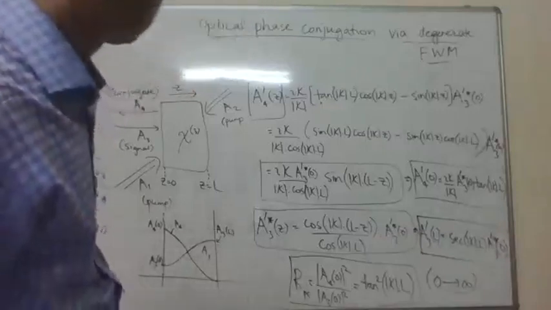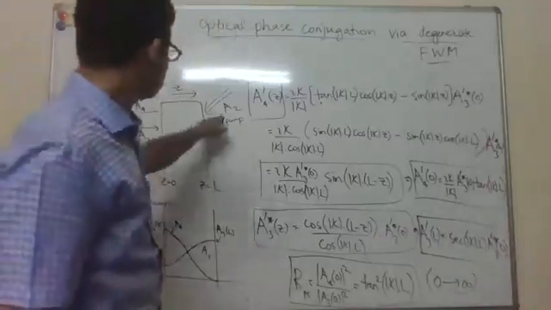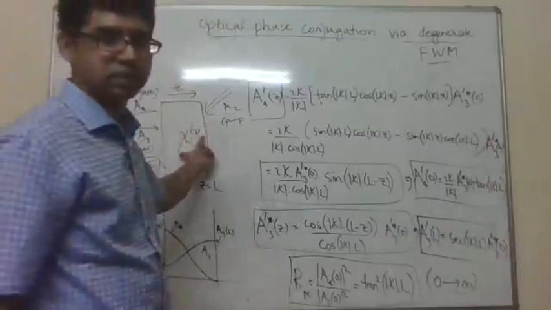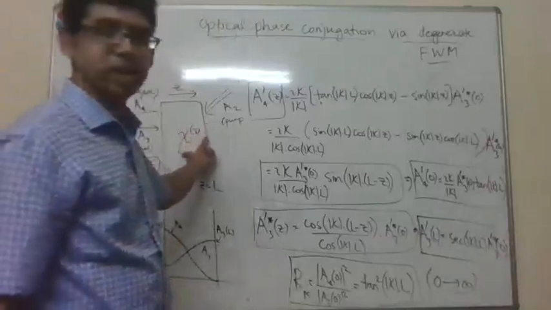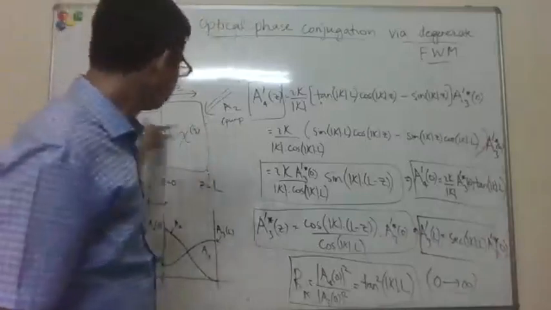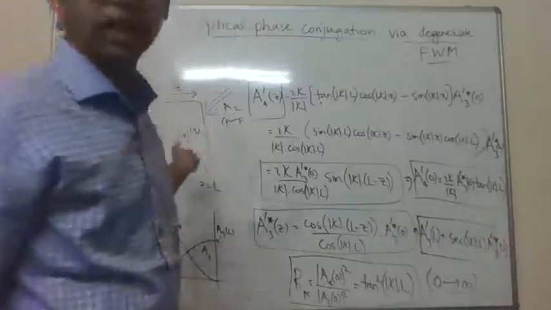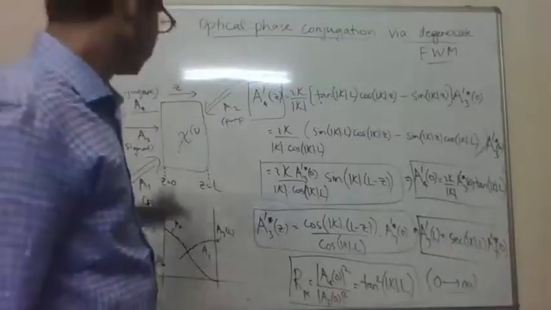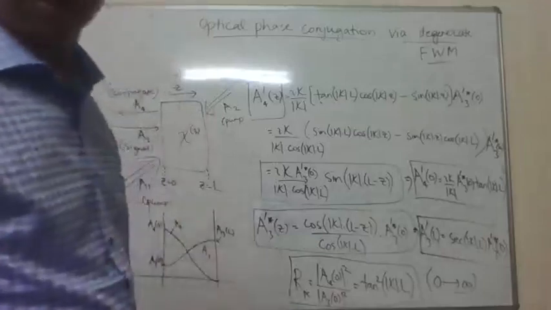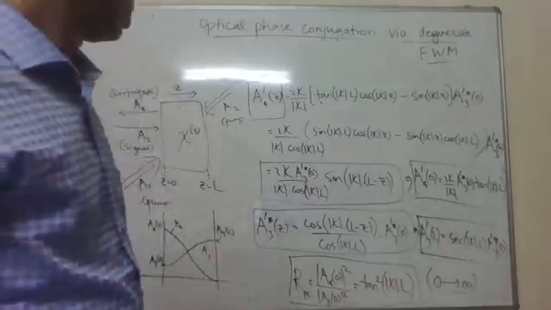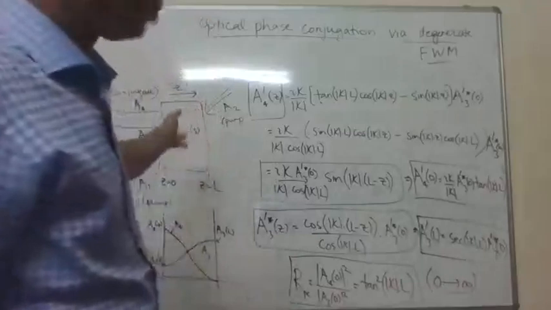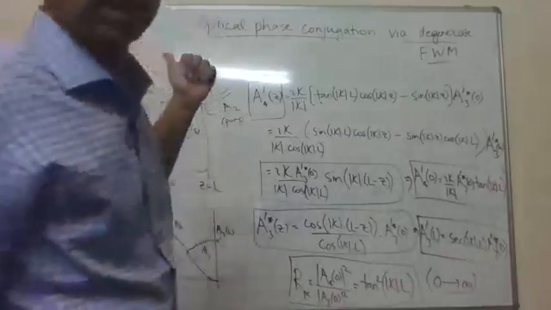Well, if these two counter-propagating pumps are of the same frequency, then it's like a standing wave, right? Then it's not a moving grating. But the signal is moving with respect to the grating. There's a fixed grating in the medium, but of course, yes. A moving grating would lead to a frequency shift in the reflection.